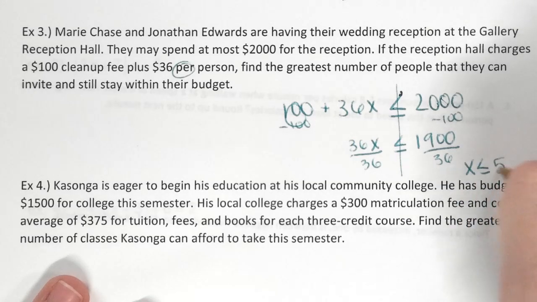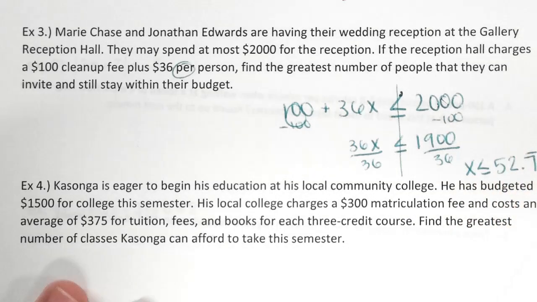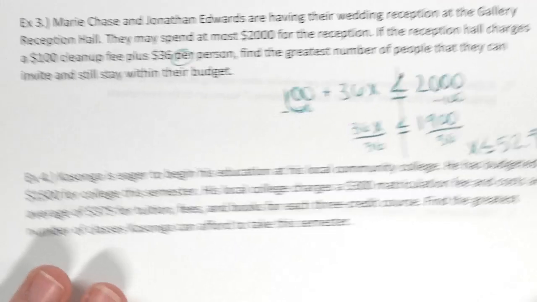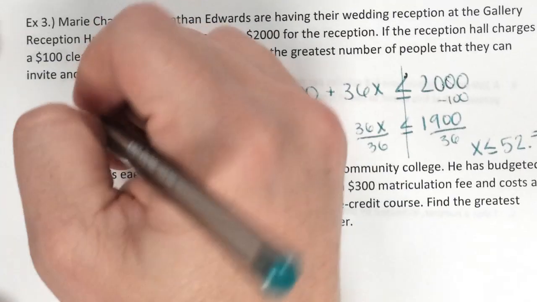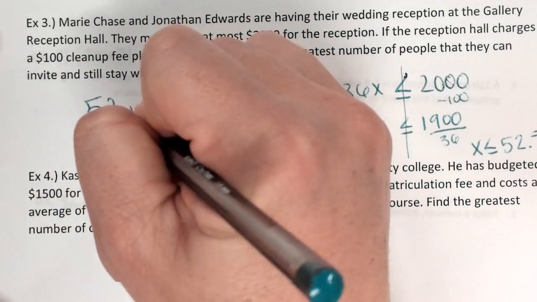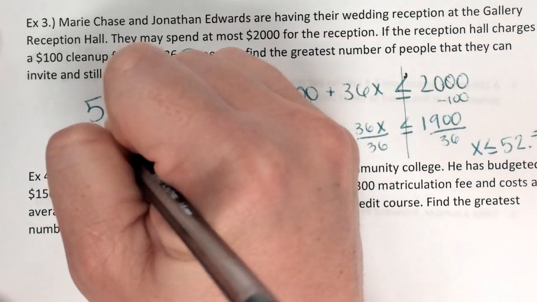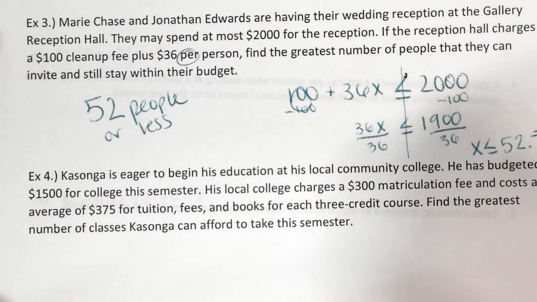X is less than 52.7 repeating, right? So here's my question. Can you have 52.7 people invited to your wedding? No. Okay, so then it tells you find the greatest number of people that they can invite. Can they invite 53? No. Can they invite 52? Yes. So it's 52 people or less.